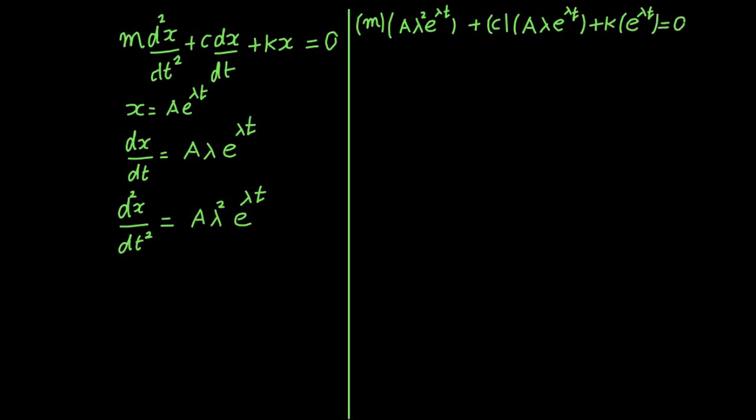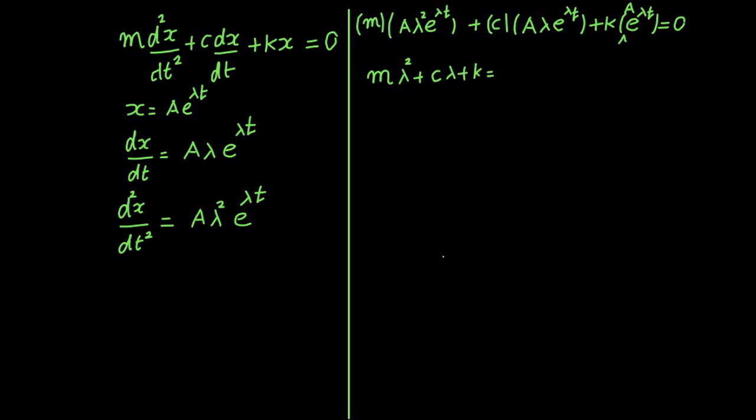So the common term here is e power lambda t. You can take it outside and throw it on the right hand side, or you divide the left hand side and the right hand side by e power lambda t, so you get rid of e power lambda t. I think I forgot the a, so you're also going to get rid of a. So after getting rid of a into e power lambda t, the equation that you are going to get is m into lambda square plus c into lambda plus k is equal to 0.